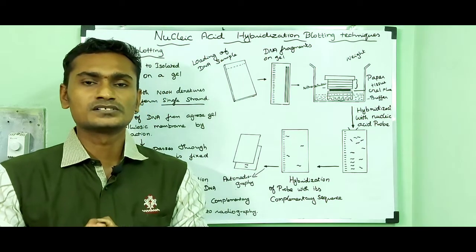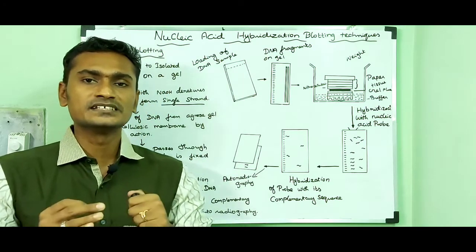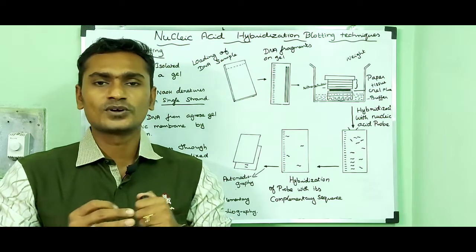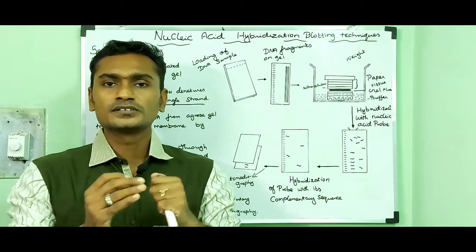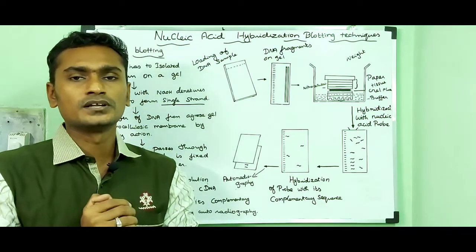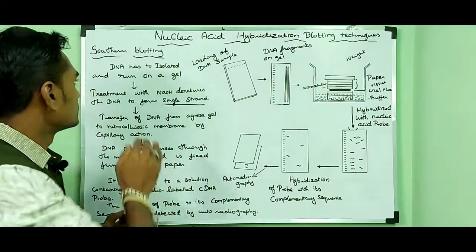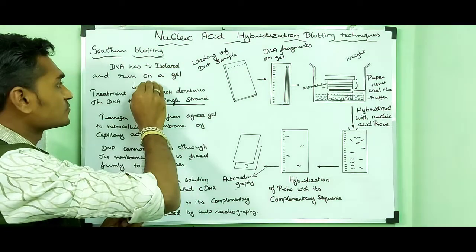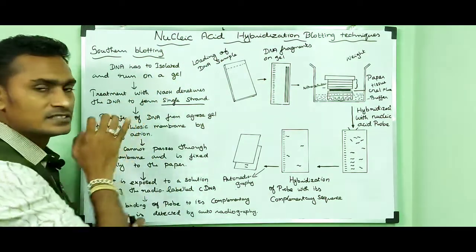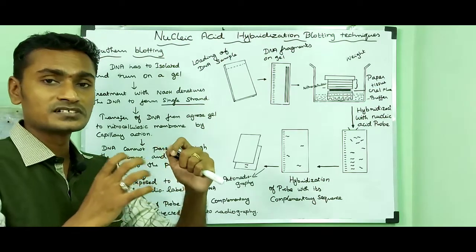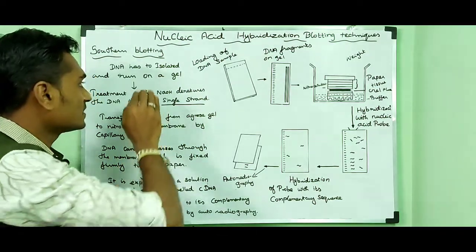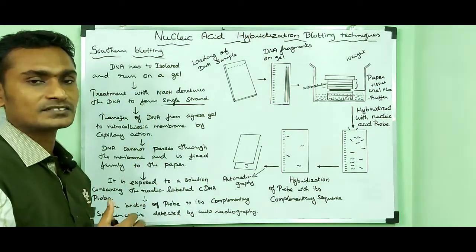Actually, this technique was developed by the scientist E.M. Southern. That is why it is called the Southern blotting technique. Then I am going to tell you the steps which are involved in Southern blotting. The first step, DNA has to be isolated and run on a gel. So the DNA is cut by a suitable restriction enzyme and run on an agarose gel electrophoresis.